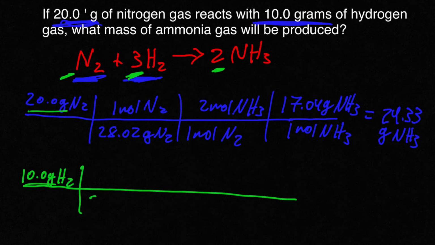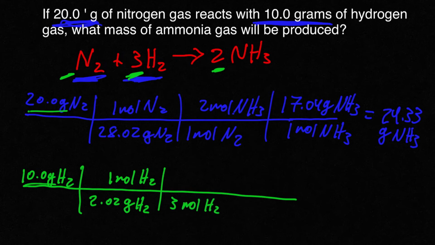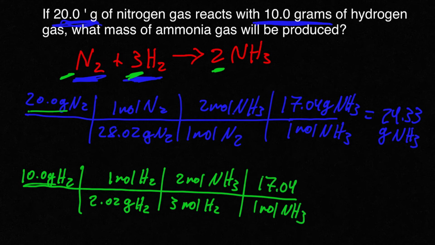Let's go ahead. 10 grams of hydrogen divided by the molar mass, 2.02 grams of H2, 1 mole of H2 on top. We're going to then divide by the 3, the coefficient in the balanced equation for H2, 3 moles of H2, multiply by the 2 moles of NH3, what we're trying to solve for. And again, we need to multiply by the molar mass of NH3. We plug it all into a calculator. We check and make sure everything cancels, and it does in both cases, and we're left with grams of NH3. And the answer we get here is 56.23 grams of NH3.